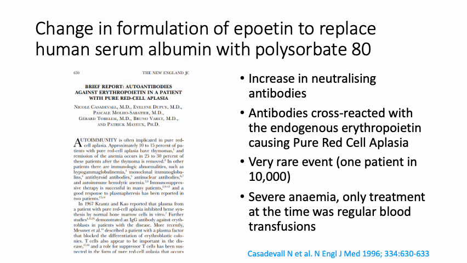One occasion on which a formulation change had a dramatic effect on safety was when a change was made to the epoetin product Eprex. A change made to the formulation to replace human serum albumin with polysorbate 80 led to an increase in neutralizing antibodies. These antibodies cross-reacted with the endogenous erythropoietin, causing pure red cell aplasia.